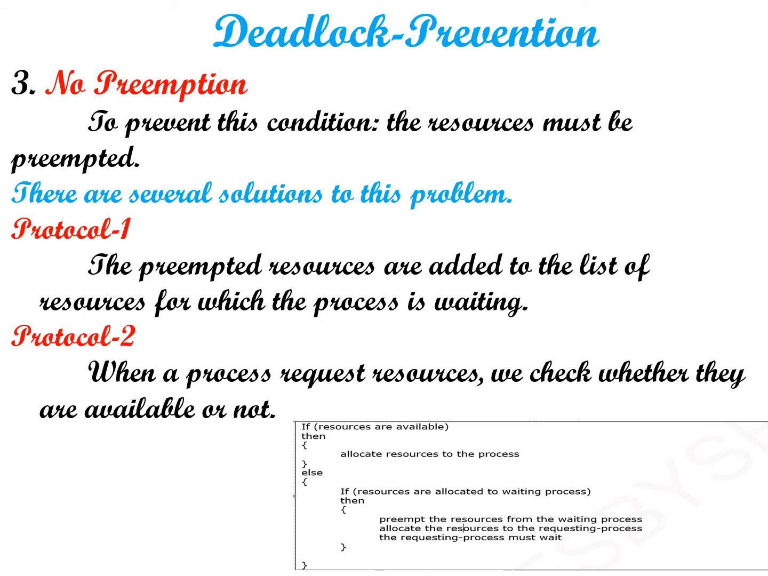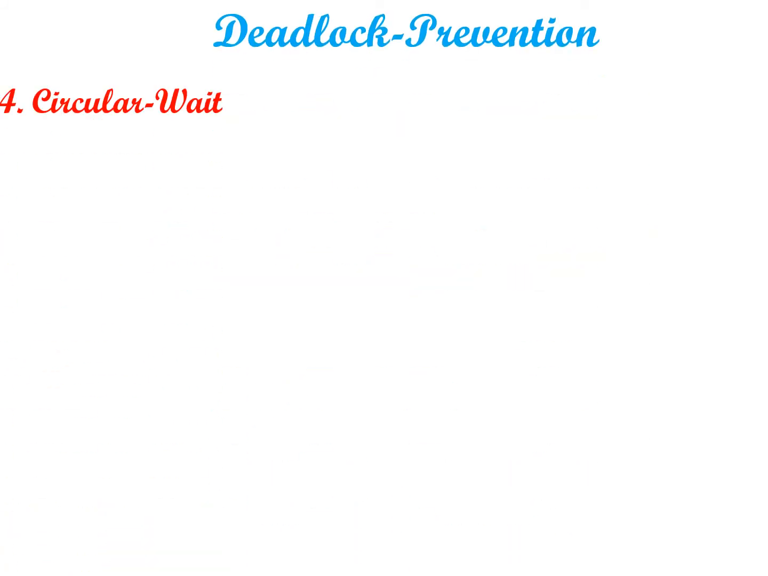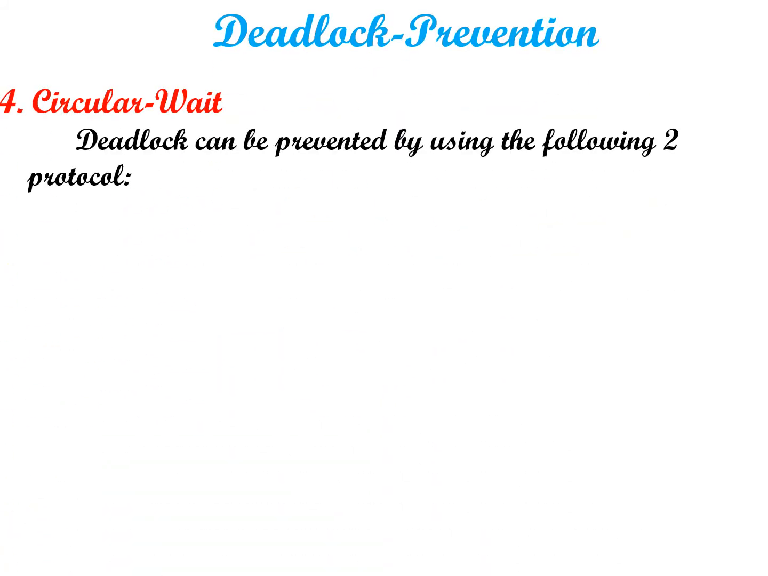The last condition is circular wait. Circular wait is a condition in which the first process is waiting for the resource held by the second process, the second process is waiting for the resource held by the third process, and so on. At last, the last process is waiting for the resource held by the first process. So every process is waiting for each other to release the resource. This is called a circular wait. We have to avoid this condition. If we avoid this condition, deadlock will never occur.